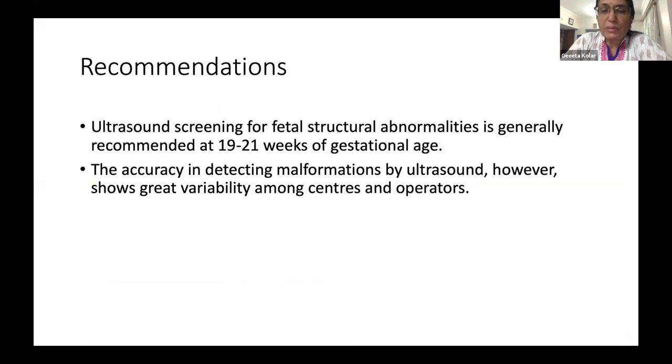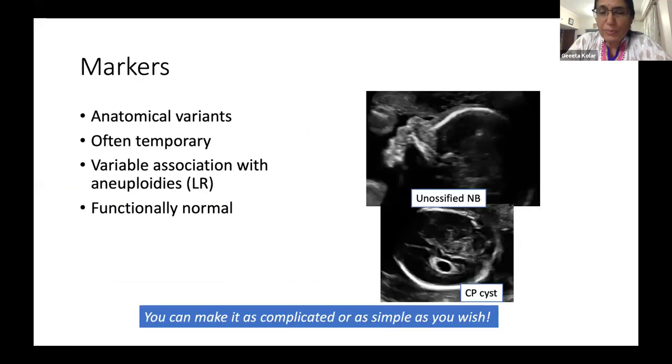Certainly the accuracy shows great variability among centers and operators. What are the markers in the second trimester and how do we counsel a couple when we pick up an abnormality? Like we said, markers are not malformations. They are just anatomical variants with no functional importance. They are often temporary, but they have a variable association with aneuploidy. So you can complicate and really worry a mother by giving these markers.